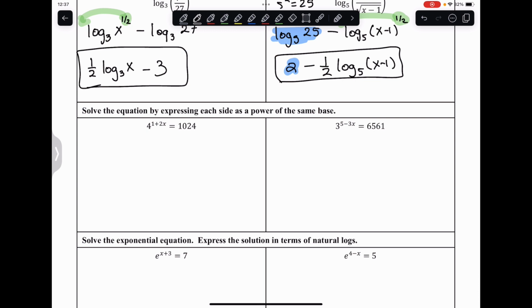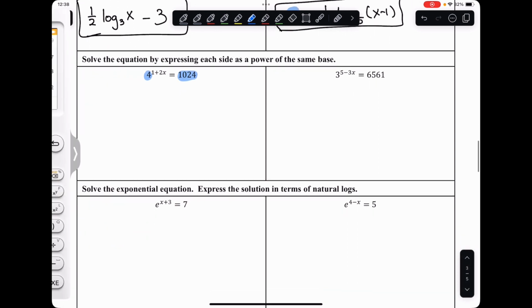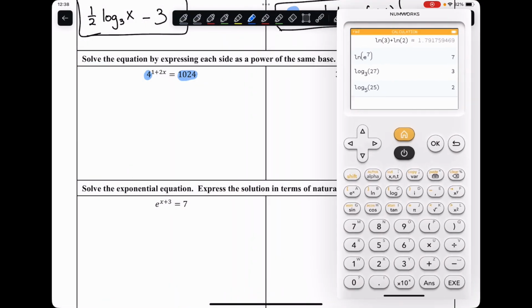Now for the next two equations, you need to solve for the variable x by expressing each side as a power of the same base. And here, it's going to kind of be set up for you. The idea is that since on the left side we have an exponential equation with a base 4, that means this number here somehow can be written as an exponential value of also base 4. So the way we figure that out, if you're not good with your multiplication, is to simply get 4 and just try numbers.